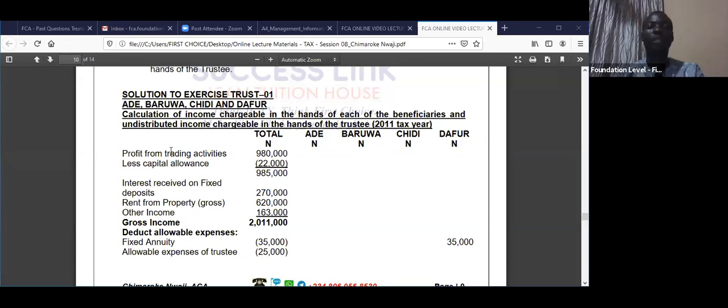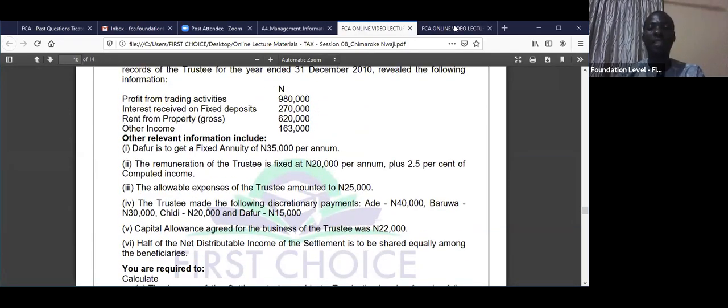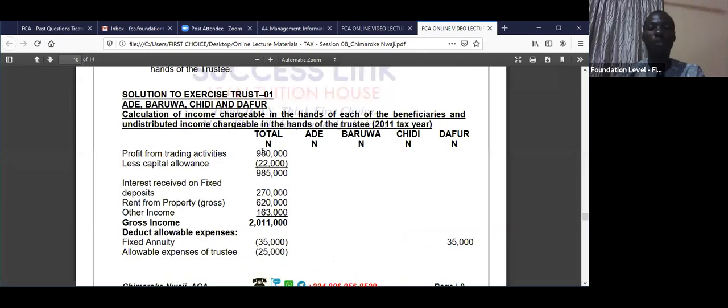So now, profit from trading activities, we realize it is 980, as we can see here. Then we said we're going to remove our capital allowance of 22 here. Sorry for that wrong figure. 980,000 minus 22,000 gives you 958. You see, this is a transposition error. So go there and put 958 instead of 985.